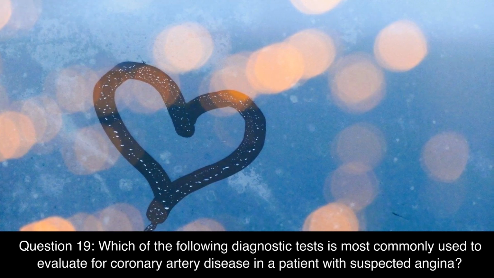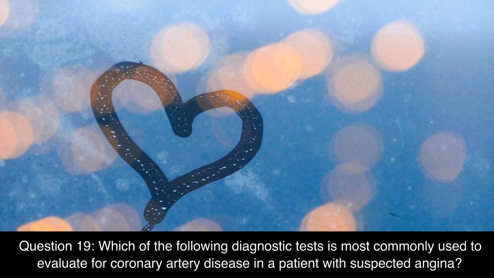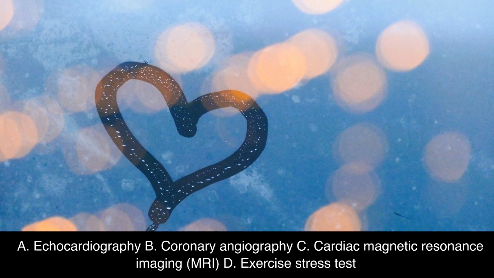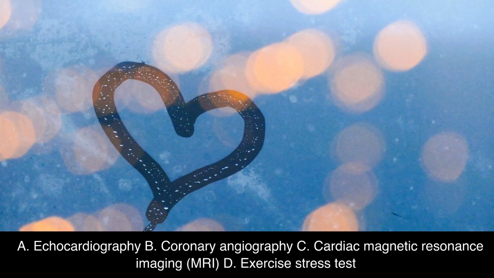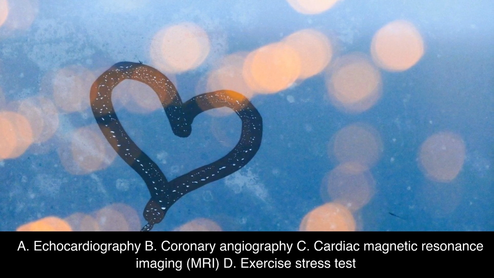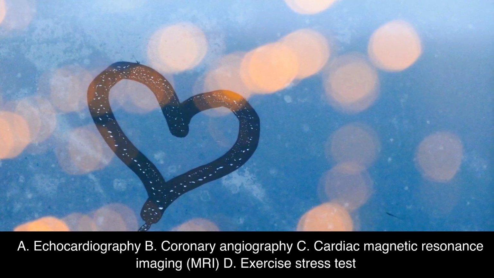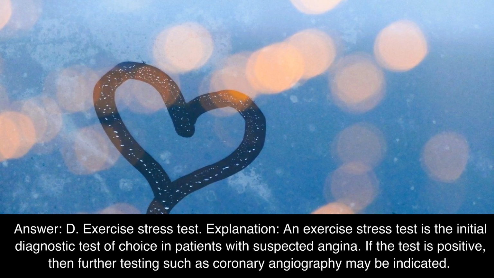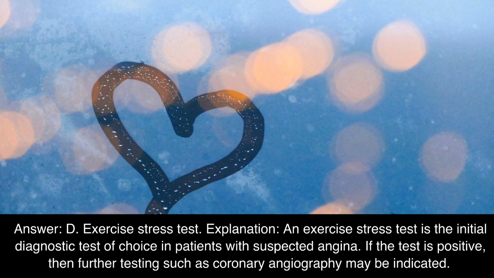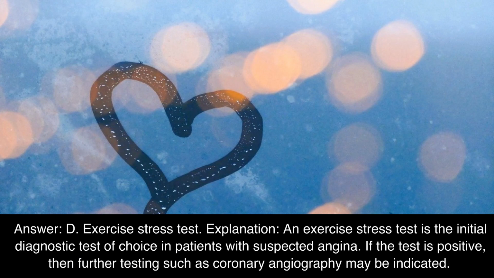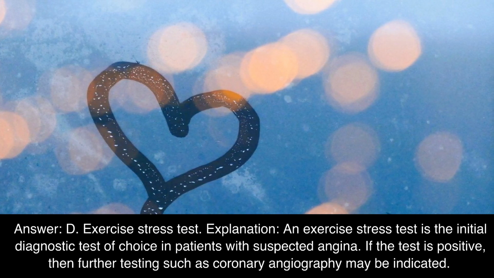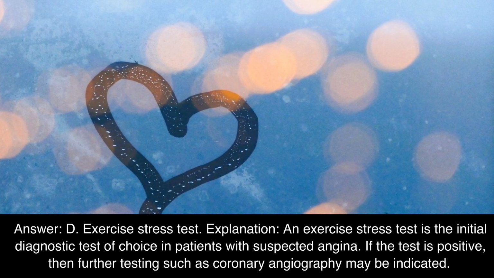Question 19. Which of the following diagnostic tests is most commonly used to evaluate for coronary artery disease in a patient with suspected angina? A. Echocardiography. B. Coronary angiography. C. Cardiac magnetic resonance imaging, MRI. D. Exercise stress test. Answer: D. Exercise stress test. Explanation: An exercise stress test is the initial diagnostic test of choice in patients with suspected angina. If the test is positive, then further testing such as coronary angiography may be indicated.